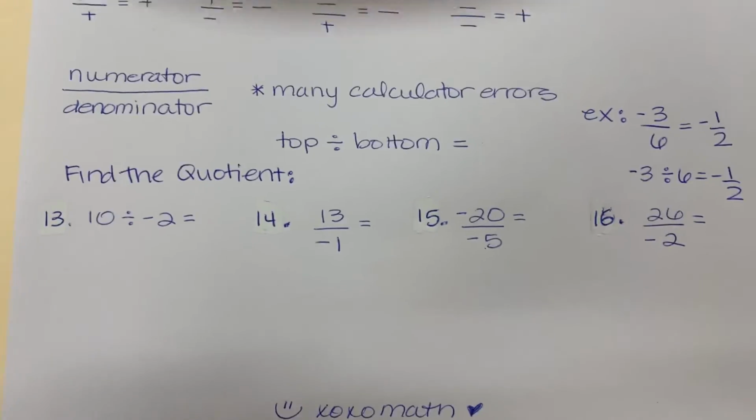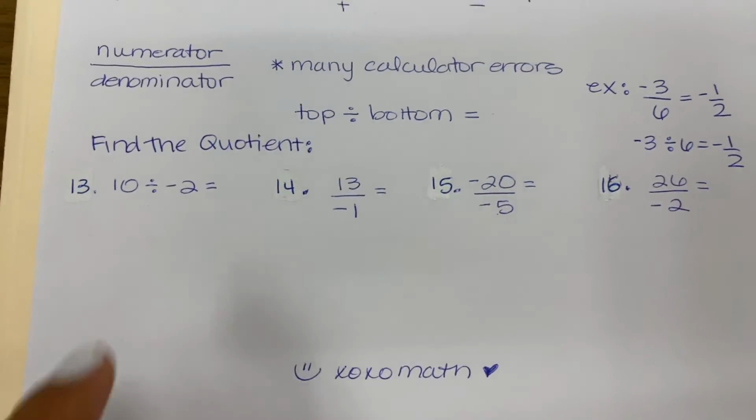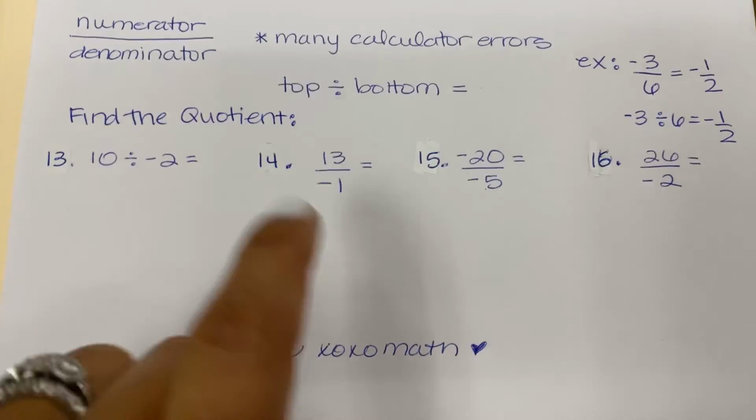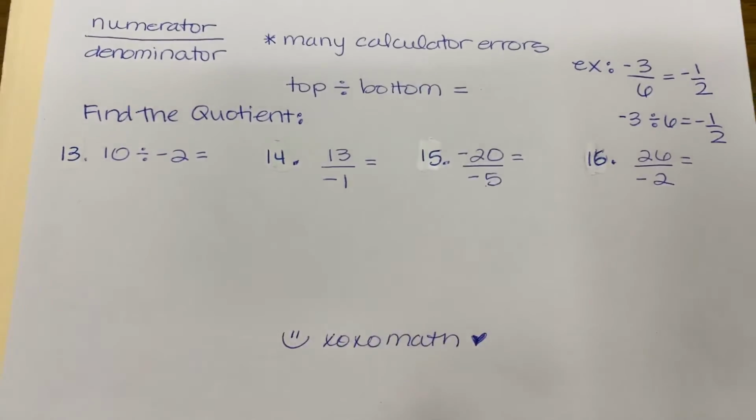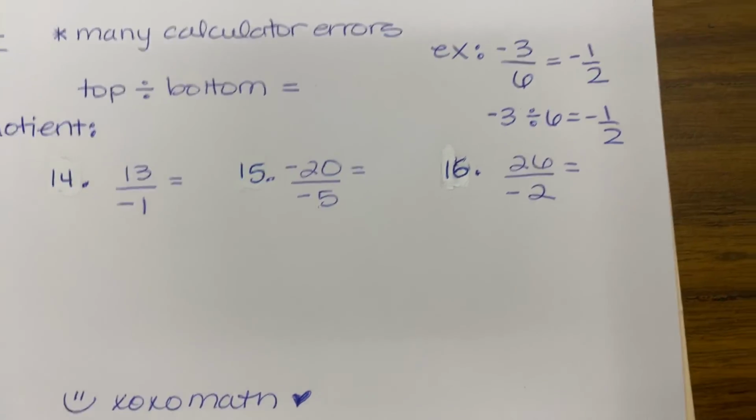Now you're going to complete these 4 problems, find the quotient. 10 divided by negative 2, 13 divided by negative 1, negative 20 divided by negative 5, 26 divided by negative 2.